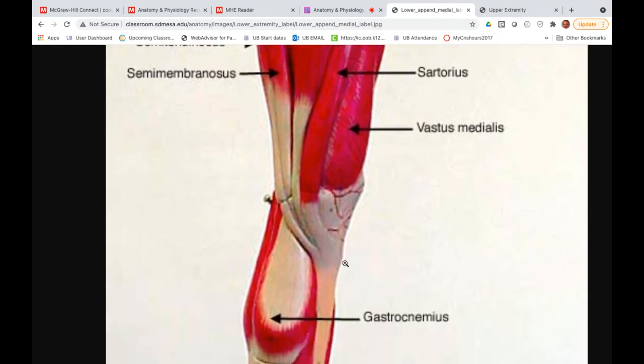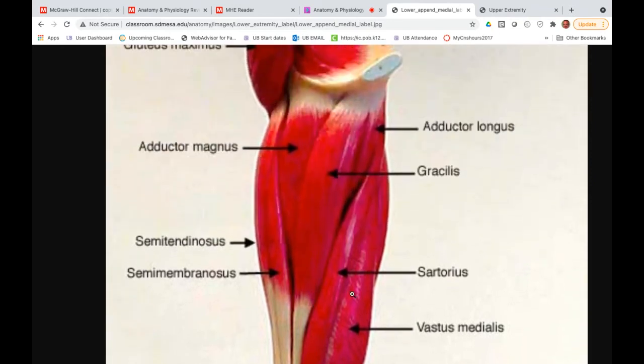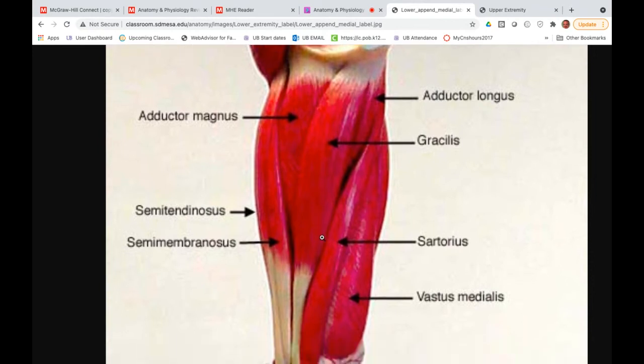This is the tibial tubercle. That's the patella. That's the tibial tubercle. So medial and posterior is right there. It's the pes anserine. Sartorius, longest muscle in the body. Gracilis, second longest muscle in the body.